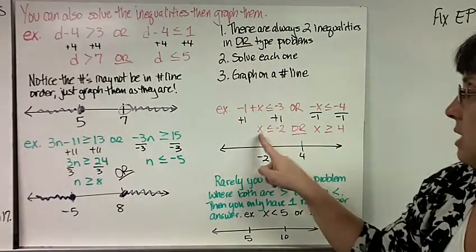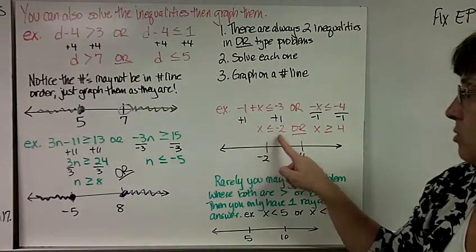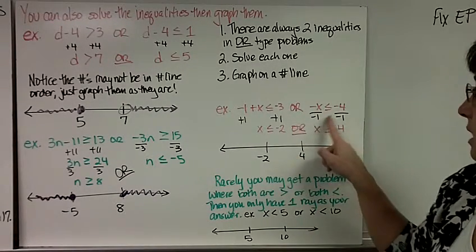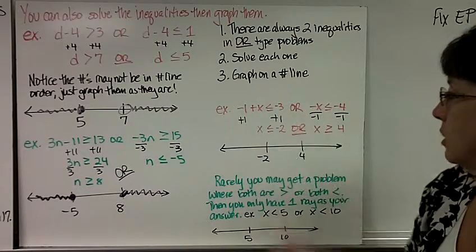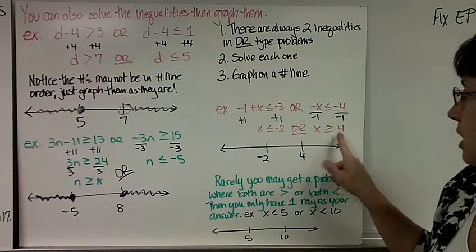Add 1 to both sides. X is less than or equal to negative 2. Divide by negative 1 on both sides, because remember there's an invisible 1 in between there. And we get x is greater than or equal to 4.